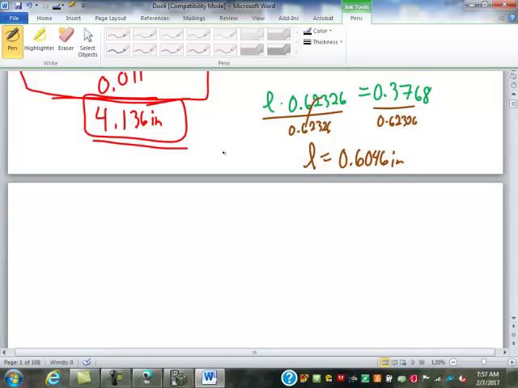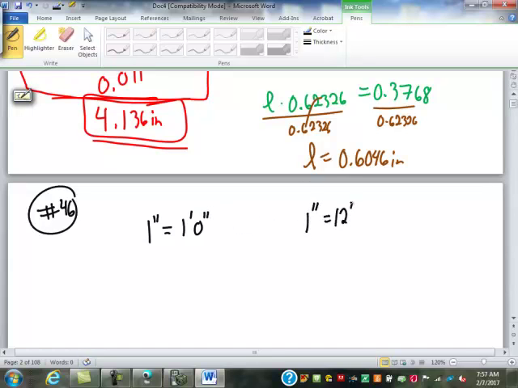Okay, number 46. In a drawing, we have 1 inch equals 1 foot. Well, it says 1 foot 0 inch. So now what that is, 1 inch equals 12 inches. We have to convert it to a ratio. So we have to be looking at the same dimensions. Once you've got that, then it's pretty easy. So then it's just a 1 to 12 ratio.